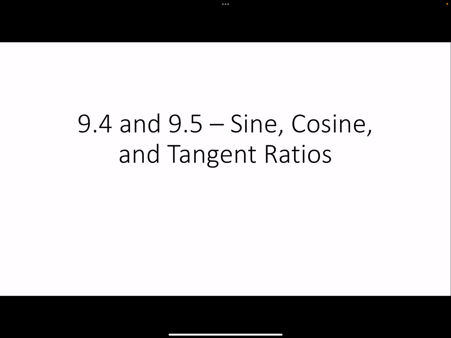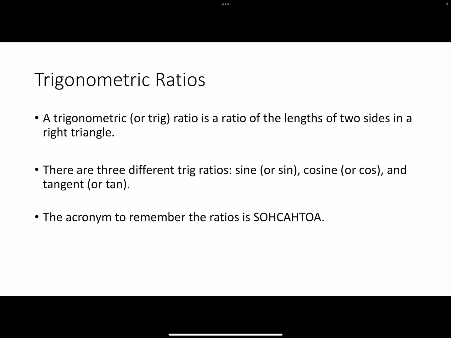So today we're going to be talking about sine, cosine, and tangent trig ratios. Okay? These are all trigonometric ratios. Now, what does that mean? Basically, a trigonometric or trig ratio is a ratio of the lengths of two sides in a right triangle. And we're going to break down the sides of a right triangle later in terms of how we're getting these trig ratios.